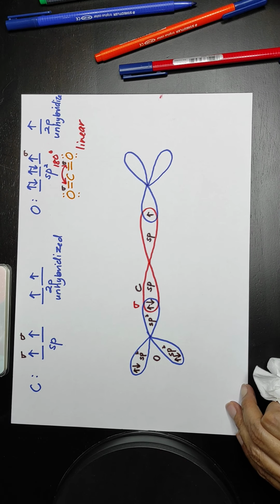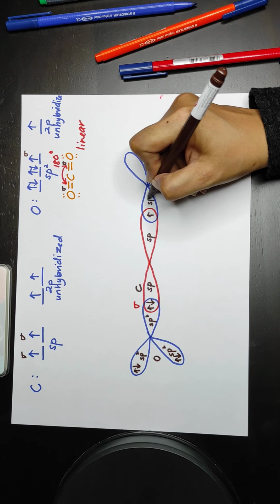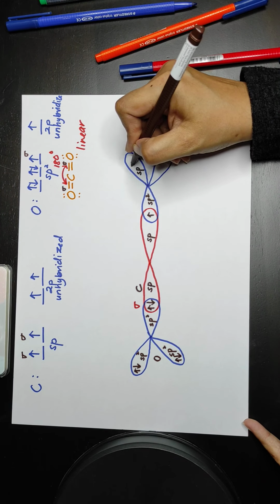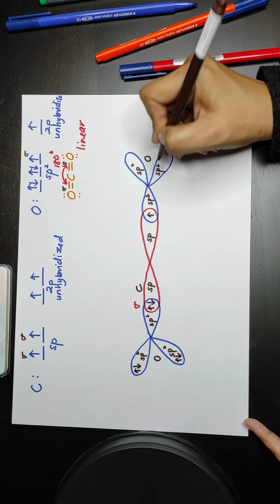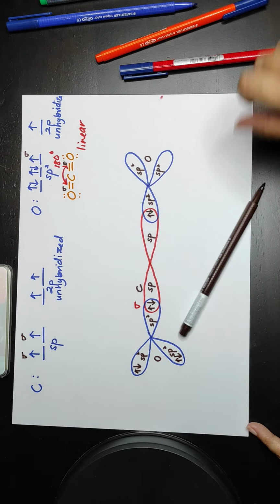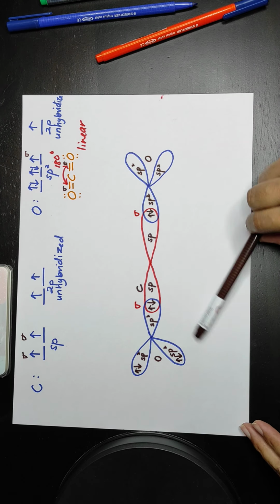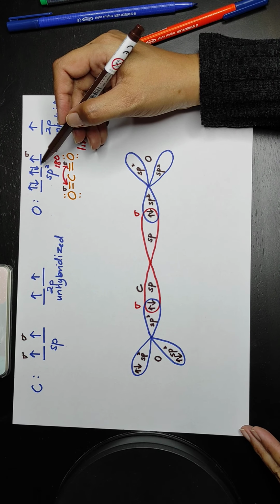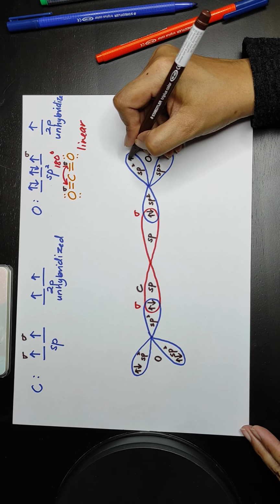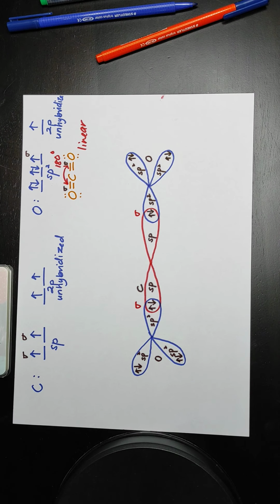Let me label it here, sp2, sp2, sp2. So in the overlap region we have shared electrons with opposite spin, and the sigma bond is formed, and 2 from 3 sp2 hybrid orbitals of oxygen are occupied by lone pairs. Okay, so now we are settled with the sigma bonds.